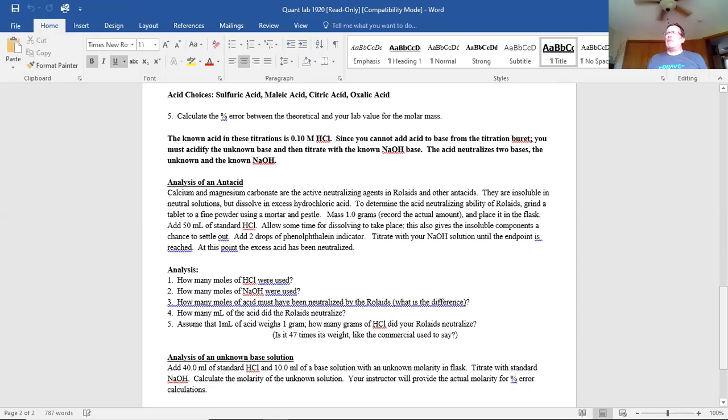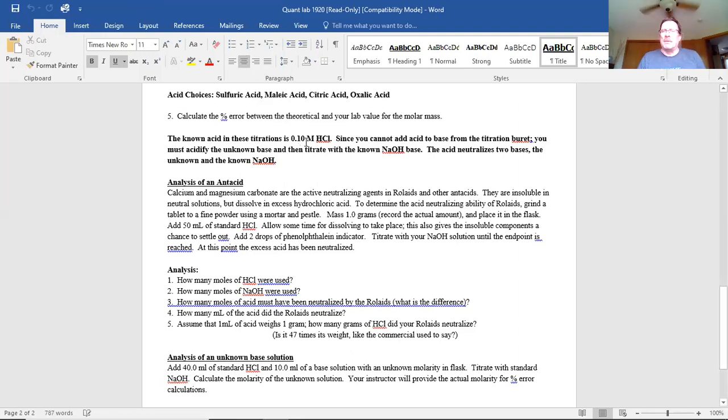Then we did a couple of bases, and as I showed you in the lab, bases are different than acids because you have to neutralize with an acid, 2 different things. So that's why the questions go differently. Number 1, how many moles of the acid were used? That's just molarity is moles per liter. You know the molarity of the acid, it was always 0.10.